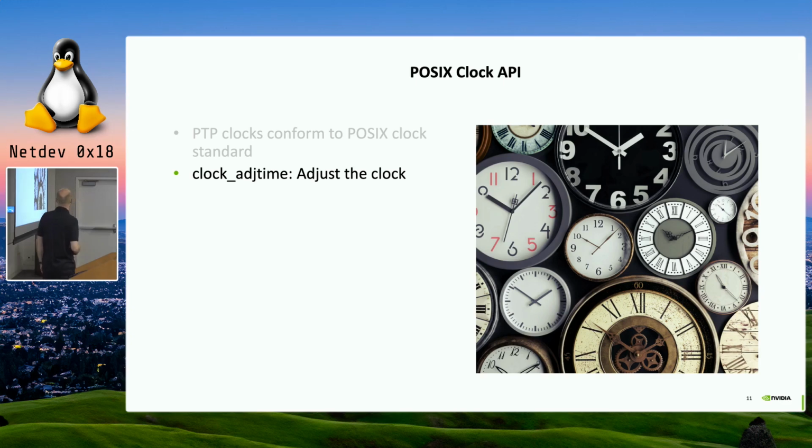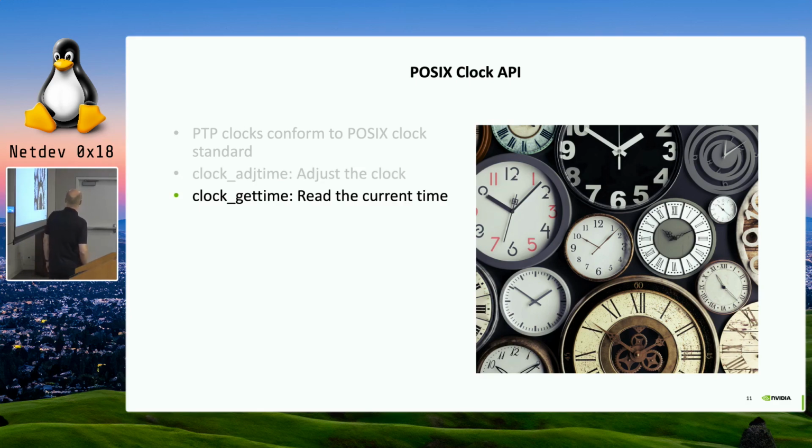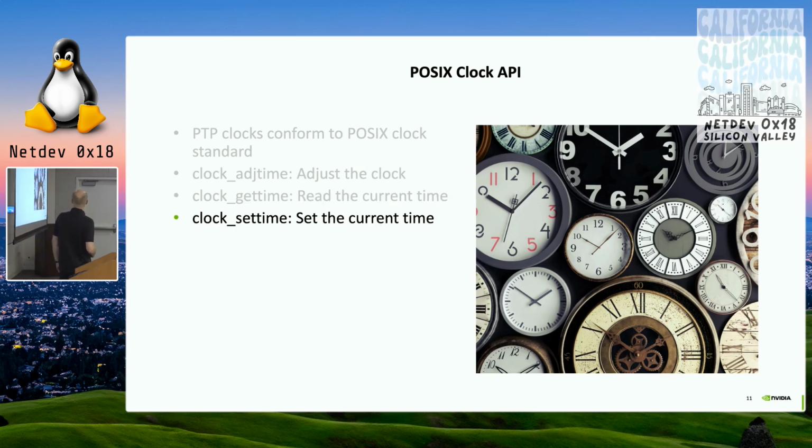So there is a clock adjust time that adjusts the clock. The fun part is that this is actually not a part of the IEEE POSIX standard. This is the POSIX standard of Linux, and it is kind of a do-all function for controlling the clock, because it actually has three different functionalities depending on the flags. There is a clock get time, which gets the time, obviously. And there is a clock set time, which sets the time of the clock inside your device.